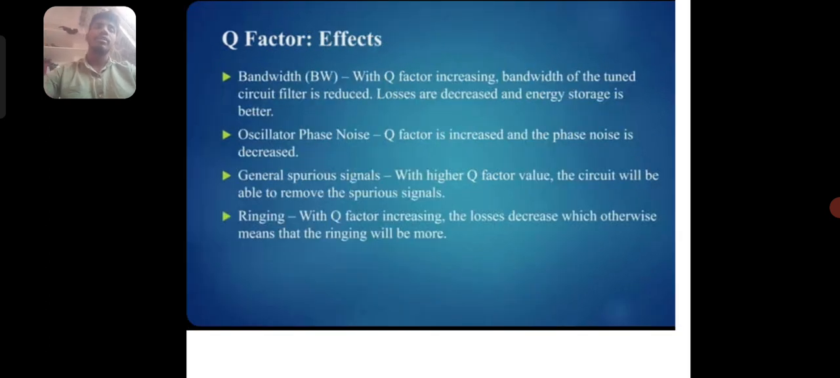And next, Q factor effects. Bandwidth: with Q factor increasing, the bandwidth of the tuned circuit filter is reduced. Losses are decreased and energy stored is better. Oscillator phase noise: as Q factor is increased, the phase noise is decreased. General spurious signals: with a higher Q factor value, the circuit will be able to remove the spurious signals. Ringing: as Q factor increases, the losses decrease, which means that the ringing will be more.